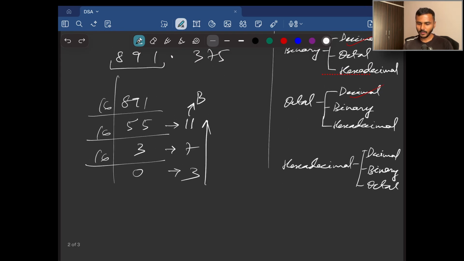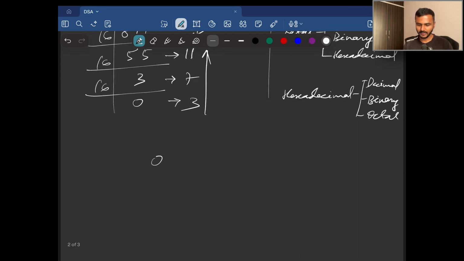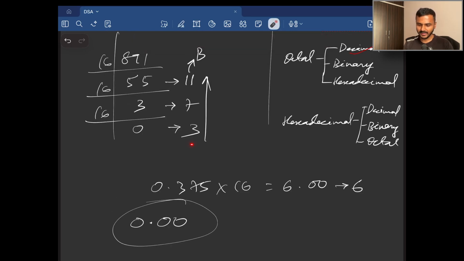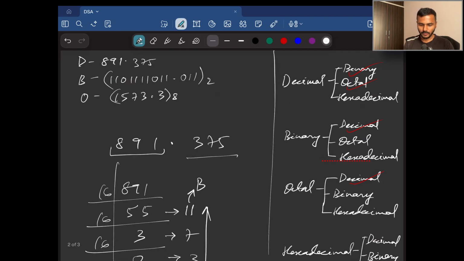Now let us solve for 0.375. The process will be similar. We'll go for 0.375 multiplied with 16. Now 0.375 is 3 by 8. 3 by 8 into 16 is going to give us 6.00. We'll collect 6 over here, take the remainder to the next step, and since the remainder is 0, we will stop, which means our answer is 37B dot 6. So 891.375 converted to hexadecimal will be 37B dot 6. And with this, we have completed decimal to hexadecimal.